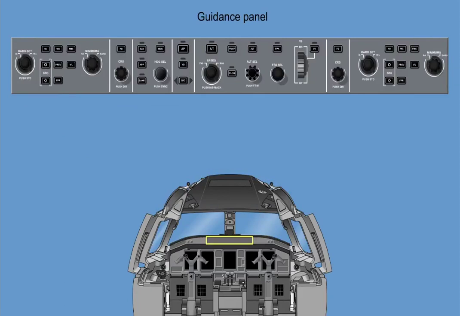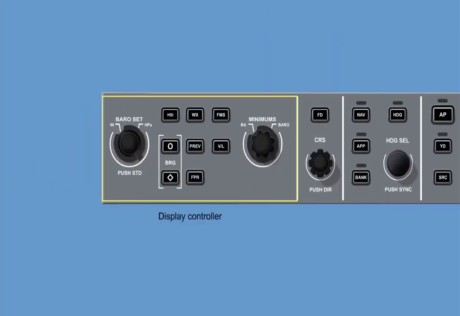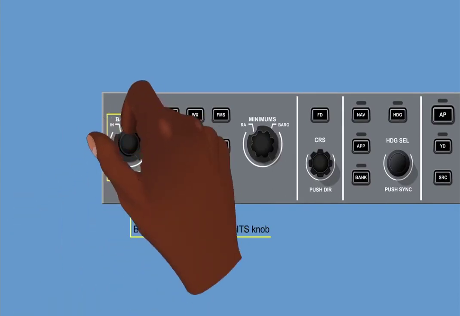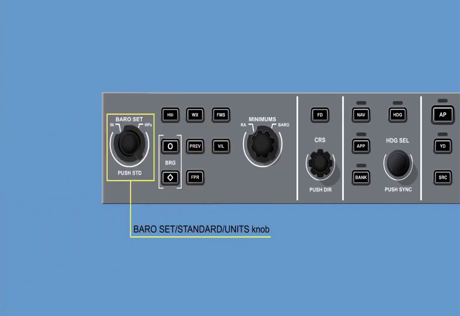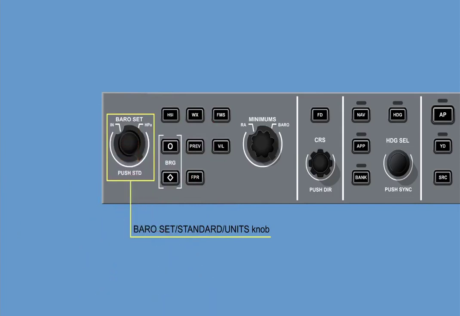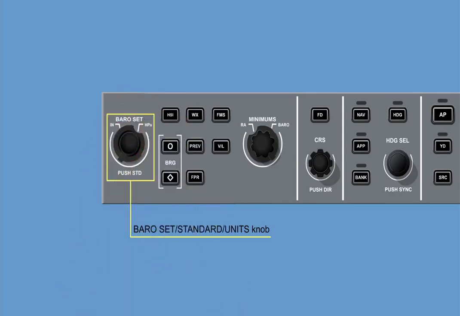The guidance panel houses two display controllers and a flight guidance panel. The display controller has the following controls. The combined baro set, standard, units knob has three functions. Turning the baro knob sets barometric altimeter correction. Pushing the push STD button sets baro correction to standard, and selecting the IN HPA switch selects baro correction format to inches of mercury or to hectopascals.